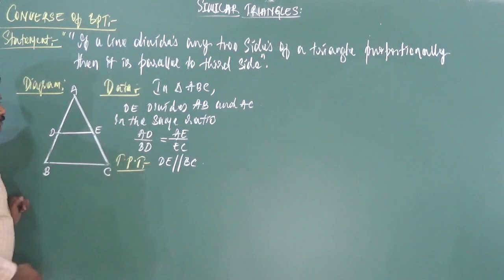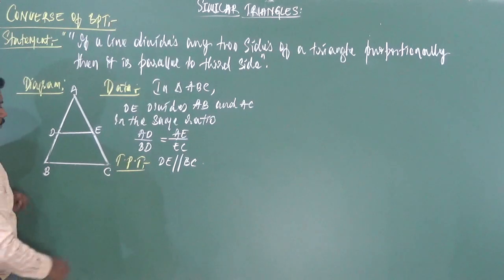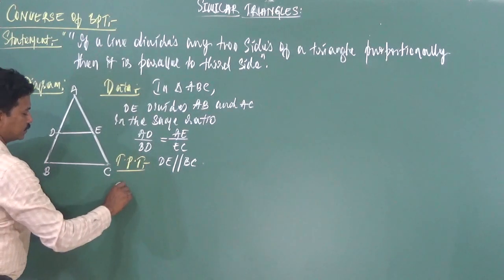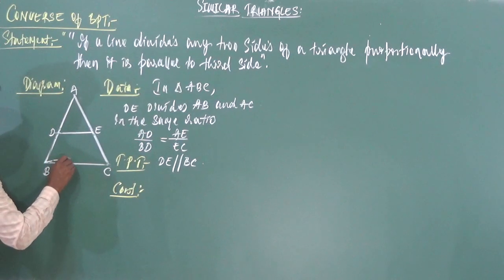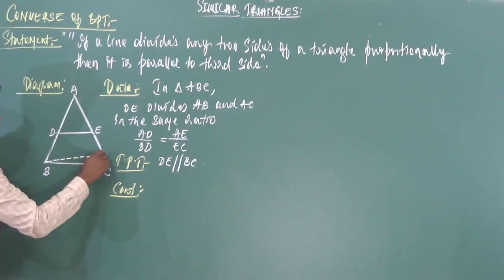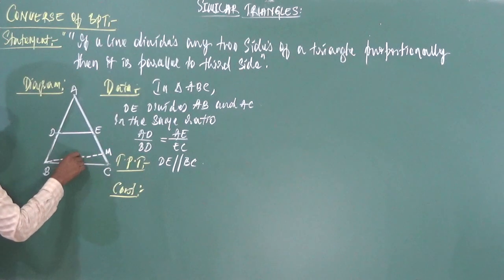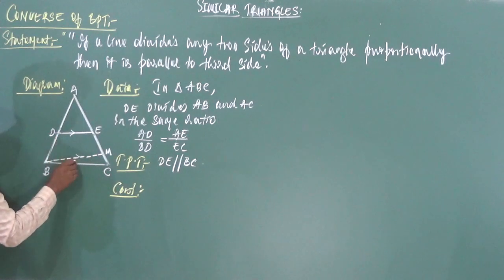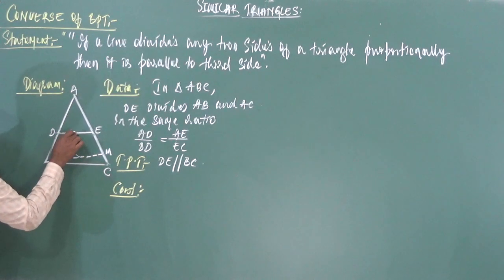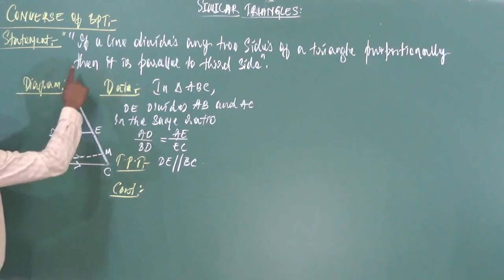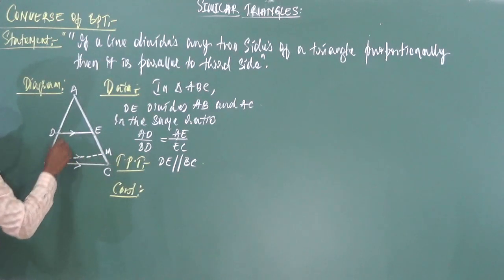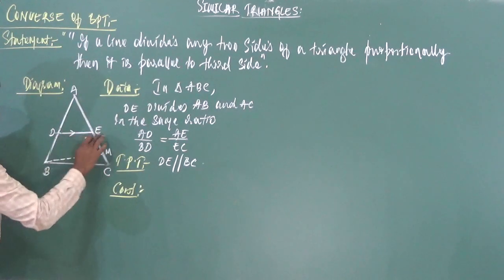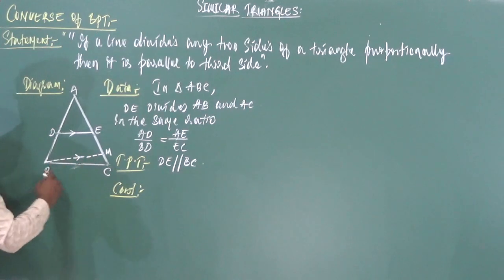As the data is insufficient, we will have to go with an extra construction here. This is a very important construction. Draw BM parallel to DE. Now, if a line divides any two sides of a triangle proportionally, then it is parallel to the third side. So actually DE is parallel to BM. We will construct this.